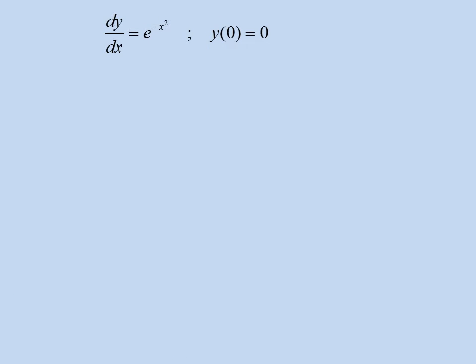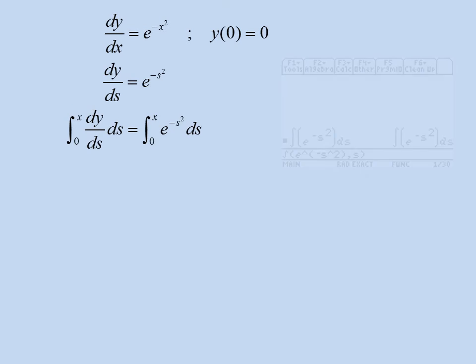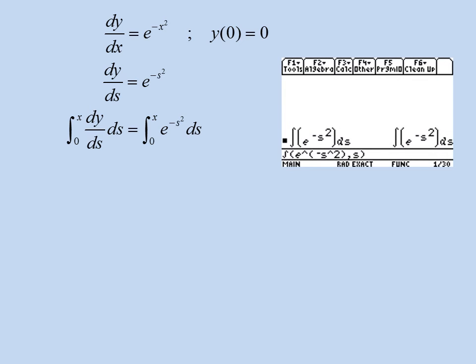I'm going to do one other example because of the interesting nature of the function that's involved here. So if we do the same thing that we just got through doing, integrate both sides with respect to s. On our calculator, this is a TI-89, we can try doing the integral of e to the negative s squared with respect to s.